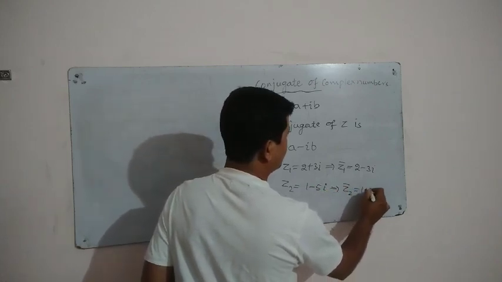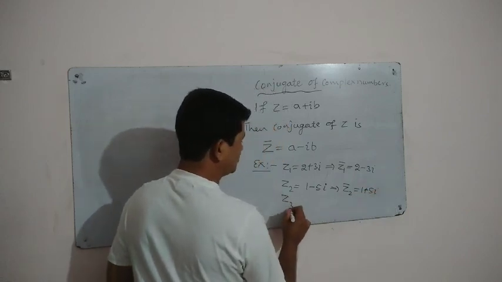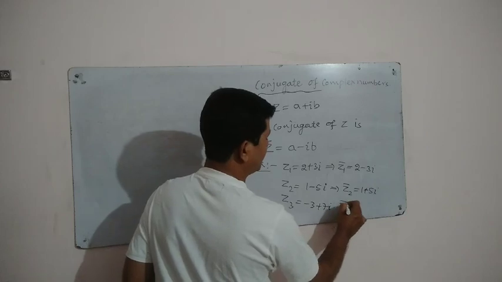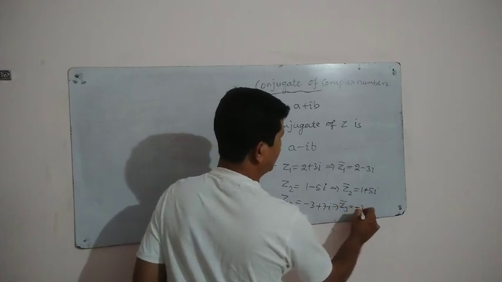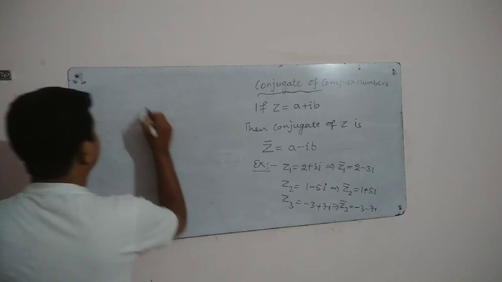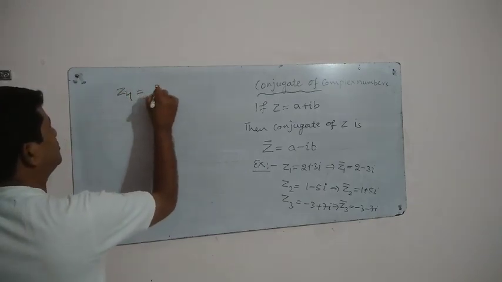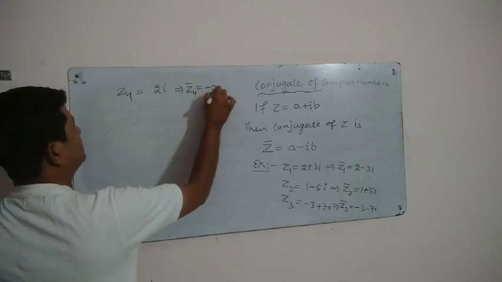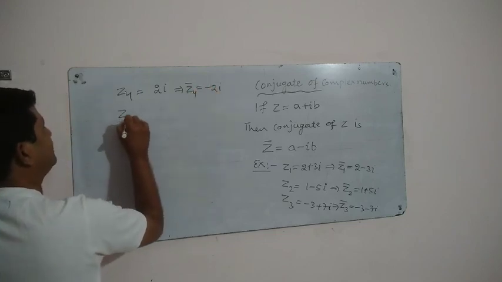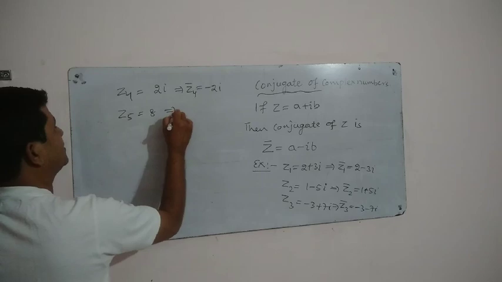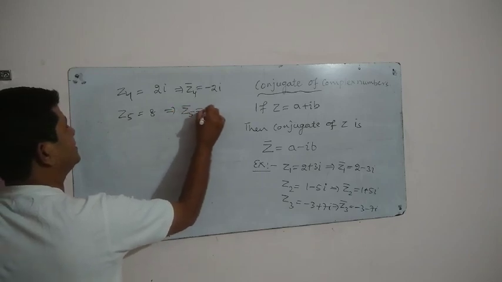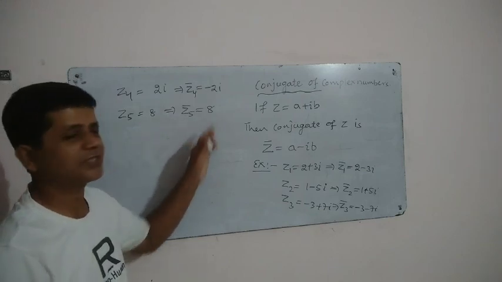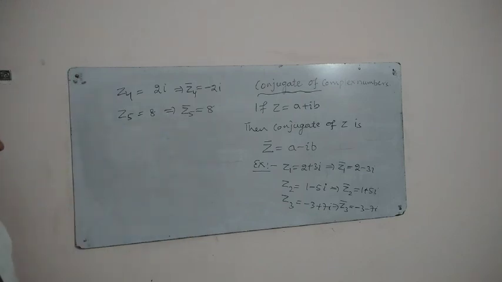1 plus 5i. Z3 is equal to minus 3 plus 7i. Then what is its conjugate? Minus 3 minus 7i. Z4 is equal to 2i. Then what is its conjugate? Z4 conjugate is equal to minus 2i. Z5 is equal to 8. Then what is Z5 conjugate? It is the same as 8 because it has no imaginary part, so no sign will be changed in the real part.